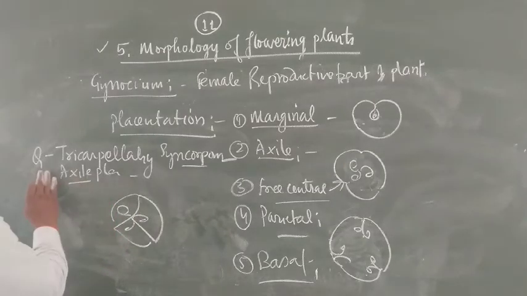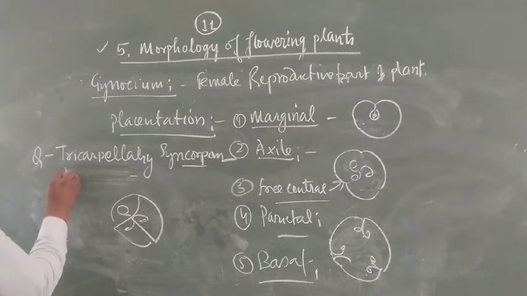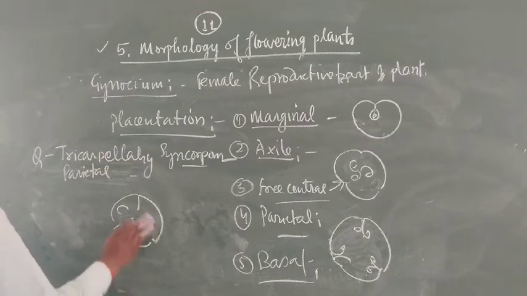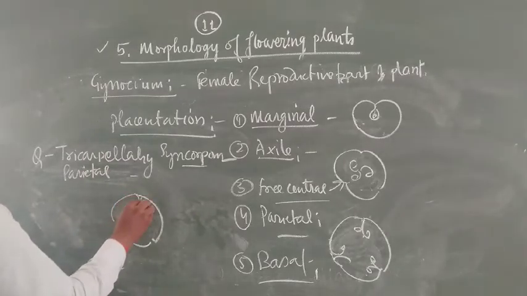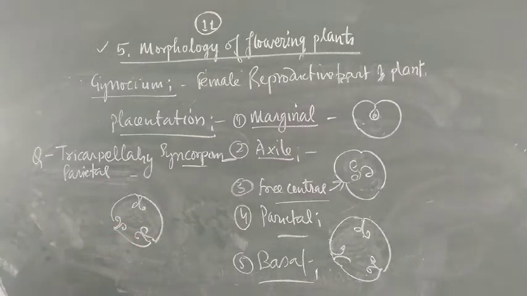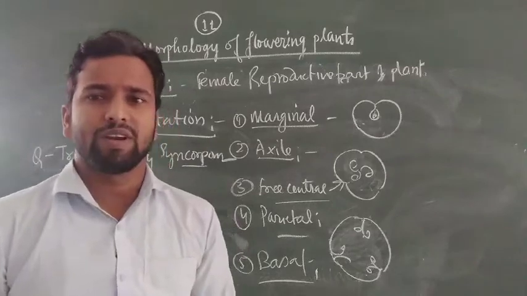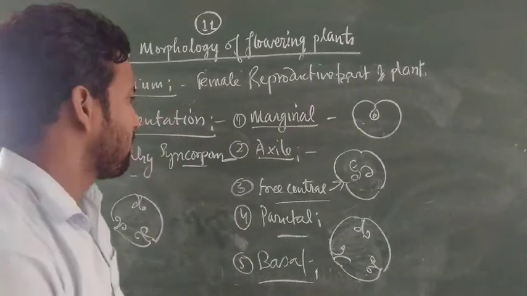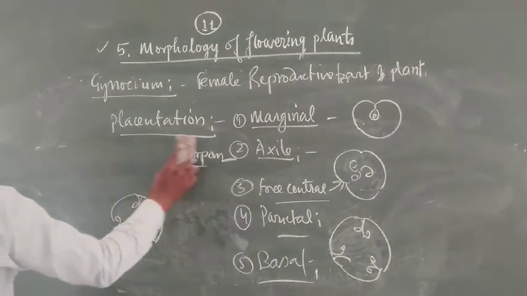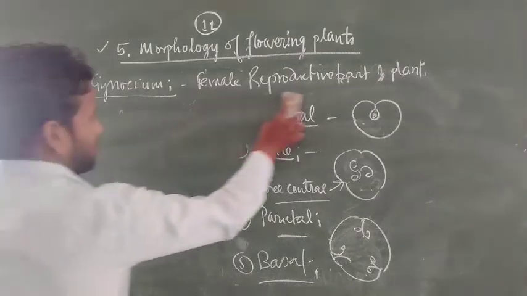Likewise tricarpellary syncarpous marginal placentation, parietal placentation. You can prepare it, you can change it. Okay, like this type the ovules form. So this one is parietal placentation. You can prepare by solving different names. By solving more and more questions, you can understand all the parts that relate to it. Okay, all the questions that relate to it.